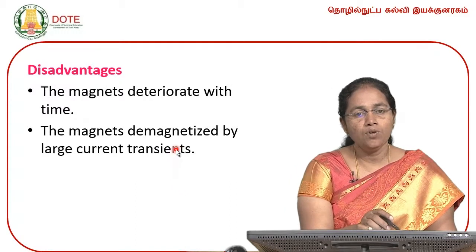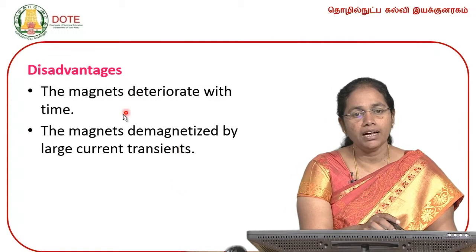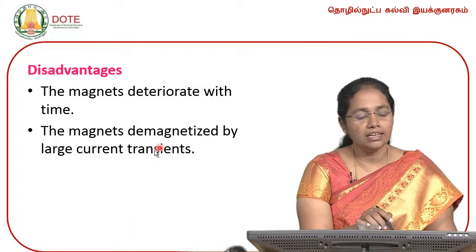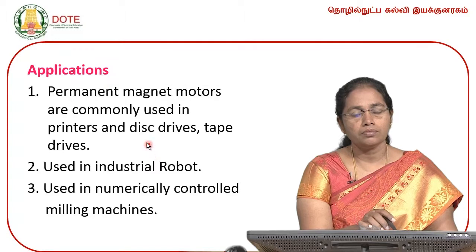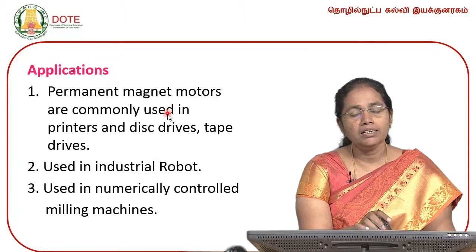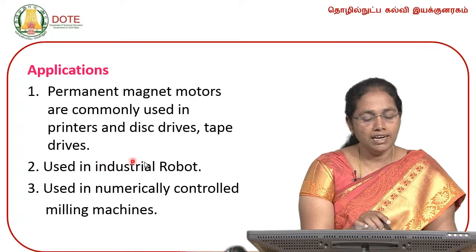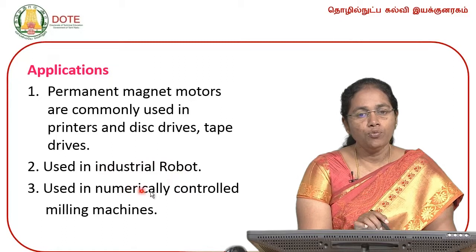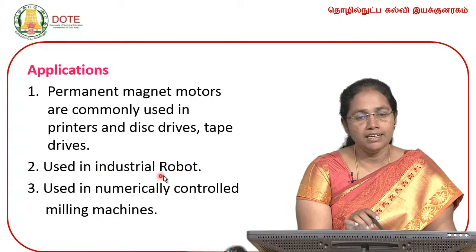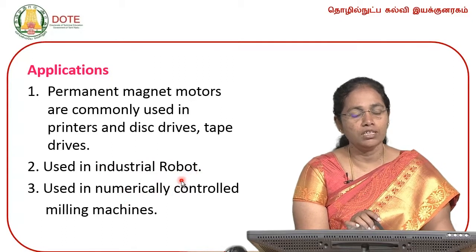If we see the disadvantages, the magnets deteriorate with time. The magnets can be demagnetized by large current transients. Permanent magnet servo motors are commonly used in printers, disk drives and tape drives, and again in industrial robots, numerically controlled milling machines, and CNC machines.